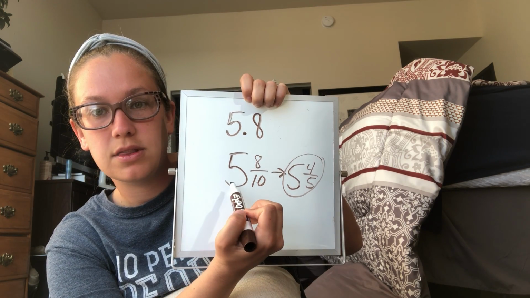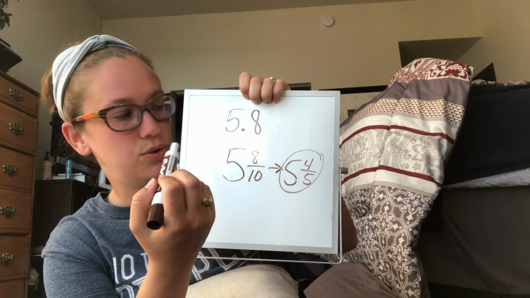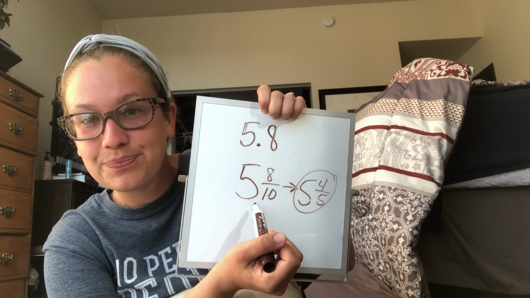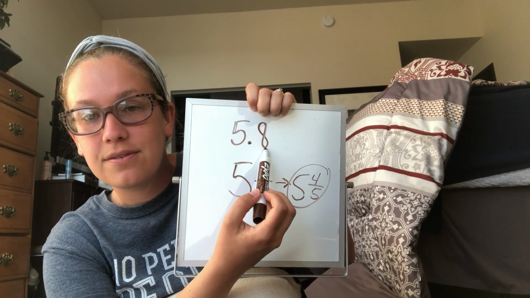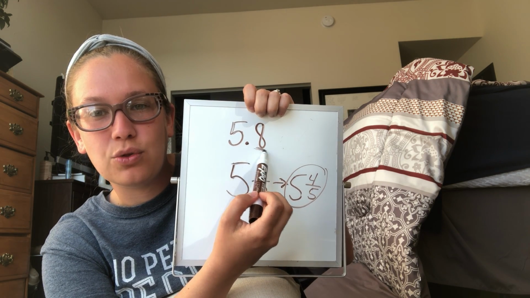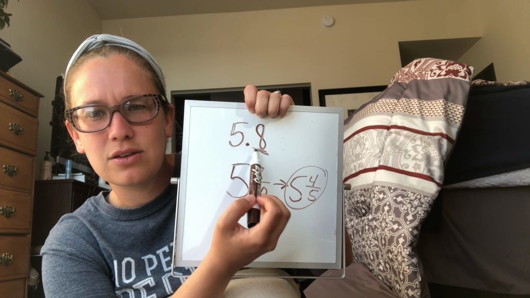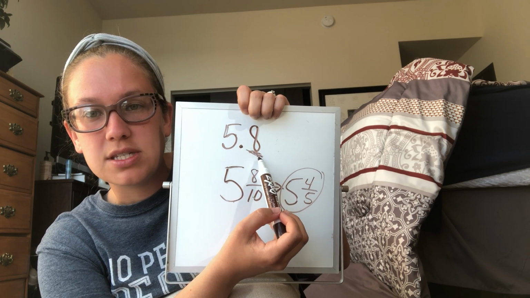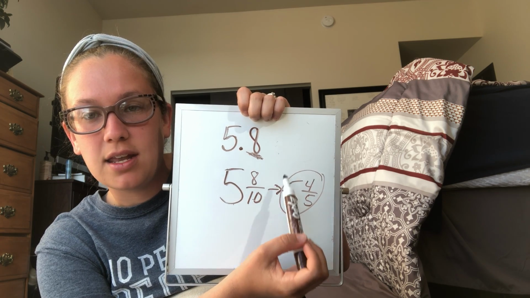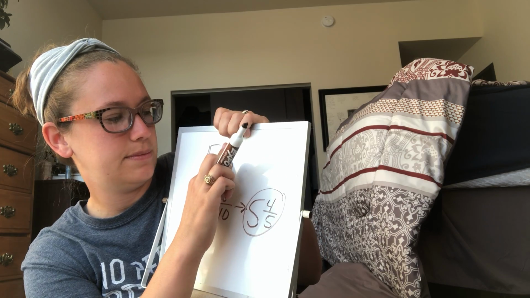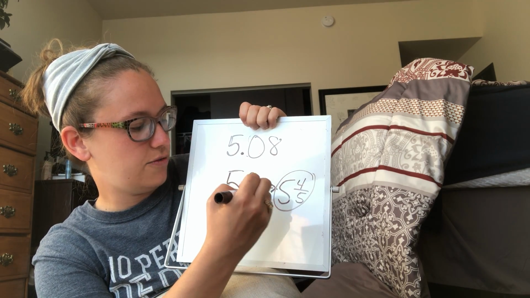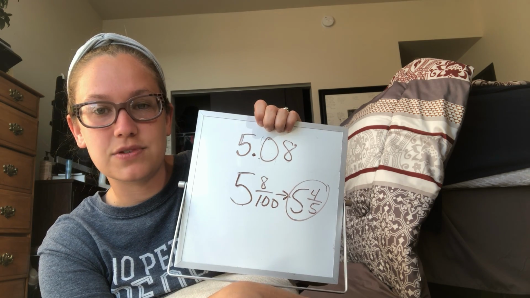But notice, whatever is to the left of my decimal place is a whole number. And then if you think about what place this is in your decimal place, this is in my tenths place, so this would be 8 over 10. If this was 5.08, it would be 8 over 100. And that'd be a different story. Wouldn't reduce to that, obviously.